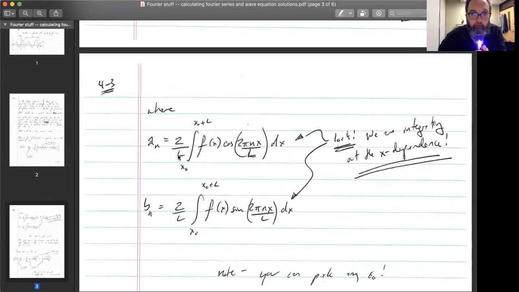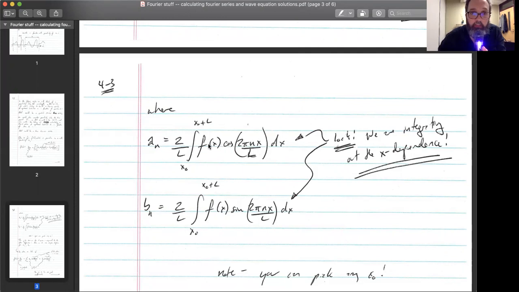This is it: 2 over big L, integral from x naught to x naught plus L, f of x cosine 2 pi n x divided by L dx. Notice that x has units of whatever, L has the same units, so those cancel. n is a number, so it has no dimension. It's just 1, 2 pi, just a number. So this cosine has a dimensionless argument.